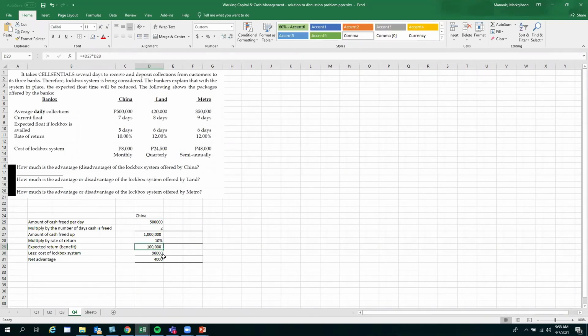pesos. Syempre, since the problem would like to get the net advantage or disadvantage, you'll need to deduct the total cost of lockbox system. So in this case, 8,000 pero class monthly. So 8,000 multiplied by 12 to get the total lockbox system cost. So you'll get the net advantage of 4,000 pesos.